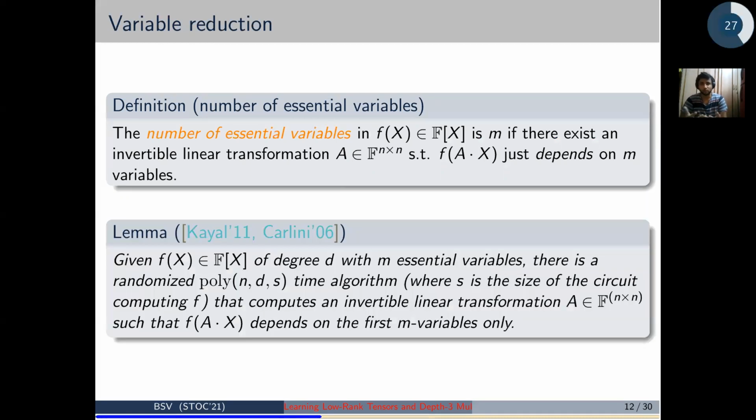You can also do this algorithmically. That is, if I just give you black box access to the polynomial, then you can find the transformation in randomized polynomial time such that your transformed polynomial depends on just the first m coordinates.